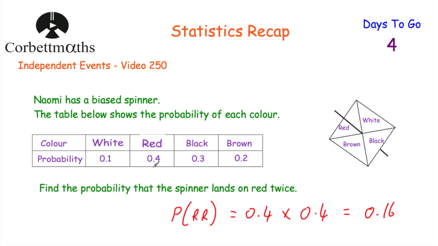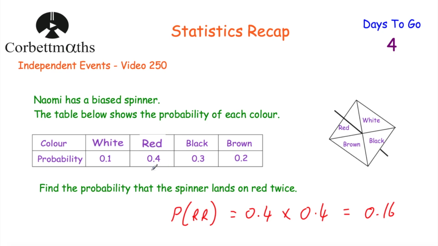And you just take the probability for landing on red and multiply by the probability of landing on red. If we're asked what's the probability of it landing on red 3 times, you do 0.4 times 0.4 times 0.4. If you're asked to find the probability of it landing on white twice, you do 0.1 times 0.1. If you're asked to find the probability of it landing on white and then red, you do 0.1 times 0.4 and so on. And that's it.